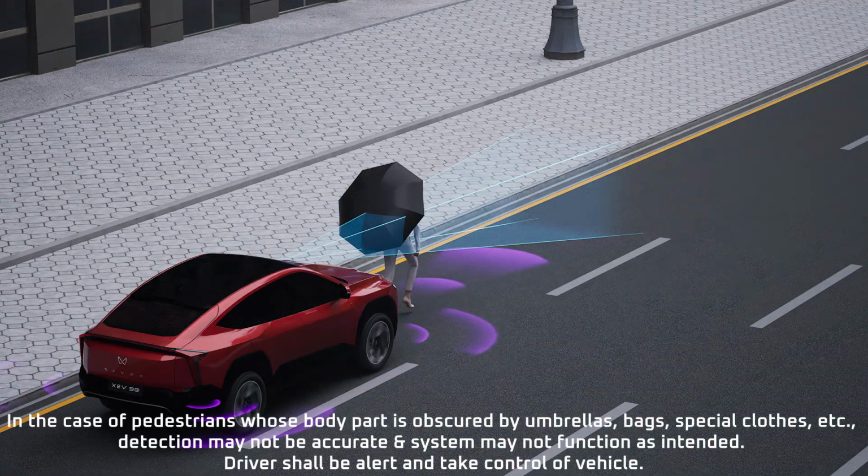In the case of pedestrians whose body parts are obscured by umbrellas, bags, special clothes, etc., detection may not be accurate, and the system may not function as intended. Driver shall be alert and take control of the vehicle.